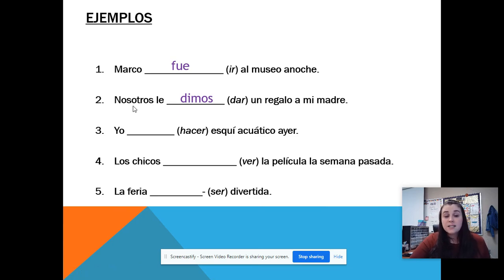Número 3, yo hacer esquí acuático ayer. So we're going to conjugate hacer in the yo form, which is irregular, hice, H-I-C-E. I water skied yesterday. Número 4, los chicos ver la película la semana pasada. They saw the movie last week. Ver, again, is irregular only because of the accents, but in the los chicos form, we're just going to use regular ER endings. So we have vieron. And then número 5, the fair, ser divertida, the fair was fun. We'll conjugate like a he or a she for ser, which is the same conjugations as ir. So again, we have fue.